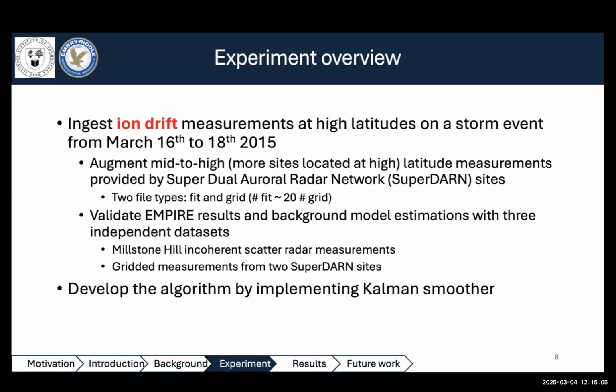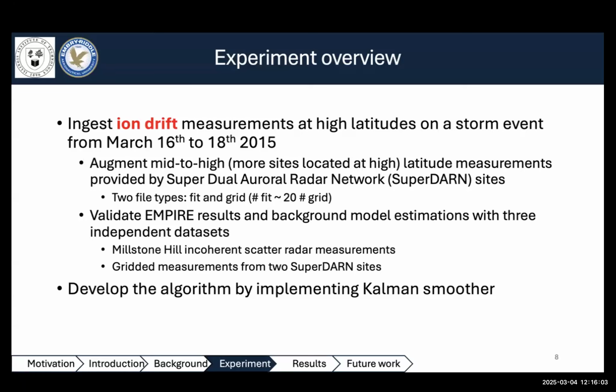Fit data is derived from the raw measurements, represented by 3D information of the atmosphere. By removing the errors and projecting onto a horizontal space, we can get the grid data. So the total number of fit data is about 20 times more than the grid data. After assimilating these data sources independently, we got two sets of ion drift calculations. Each of them will be validated against the Millstone Hill data, incoherent scatter radar measurements, and two other SuperDARN sites. And another approach that we propose to develop the EMPIRE is that we have implemented the Kalman smoother for reducing the errors at high latitude.